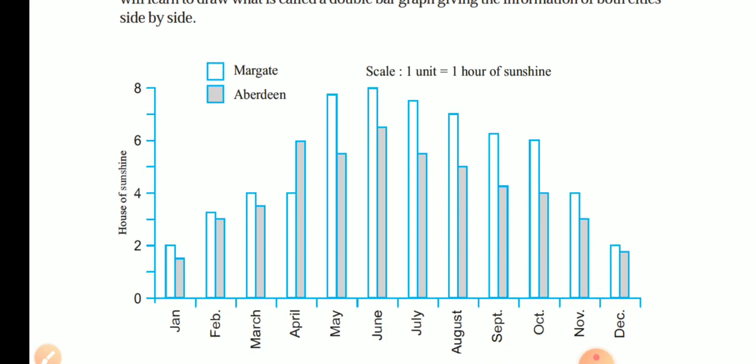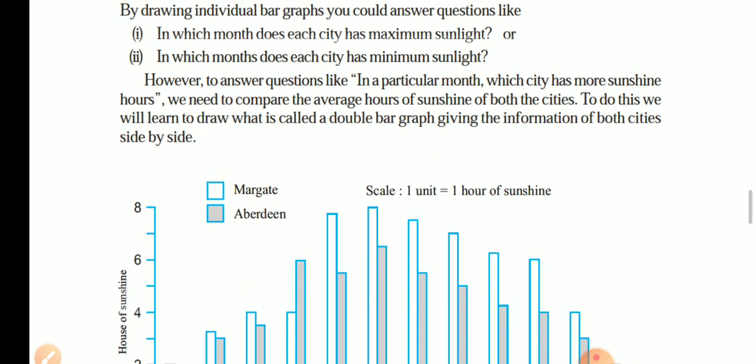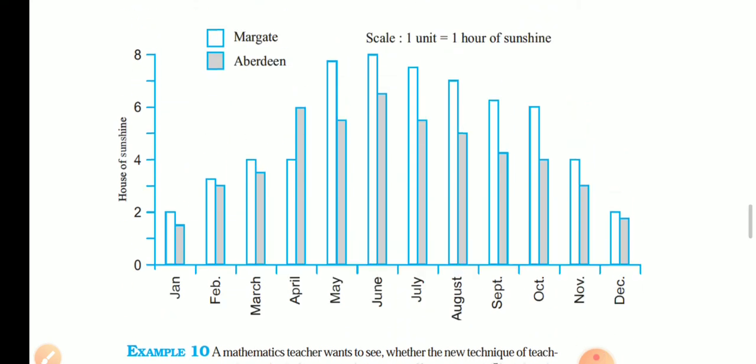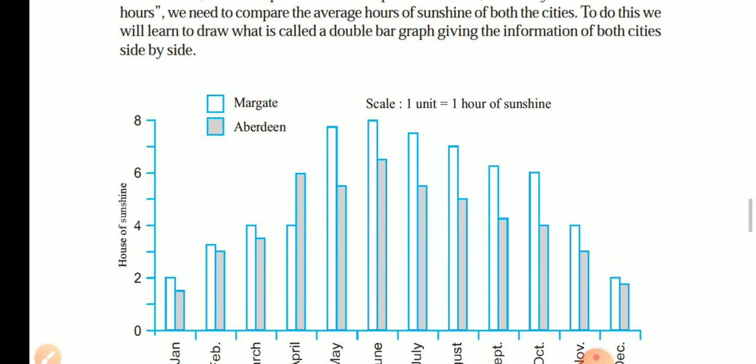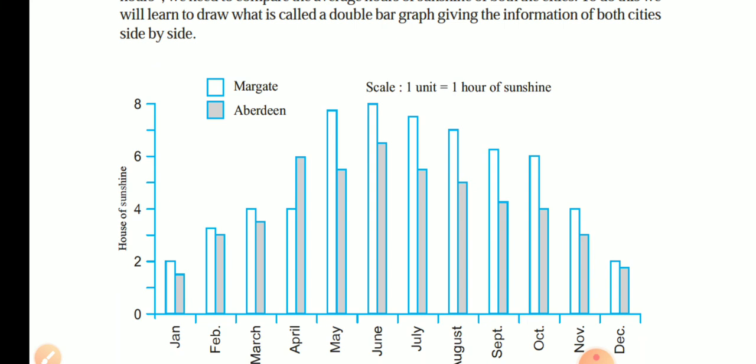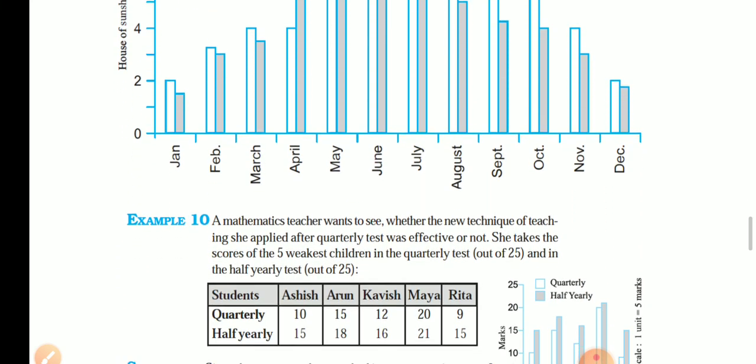Again, the scale is 1 unit equal to 1 hour of sunshine. There are two bars for each month. Months are taken on the x-axis, or you can say the horizontal line, and hours of sunshine on the y-axis. The white bar shows city 1 and the grey bar shows city 2. You can draw these bars on the following axes.